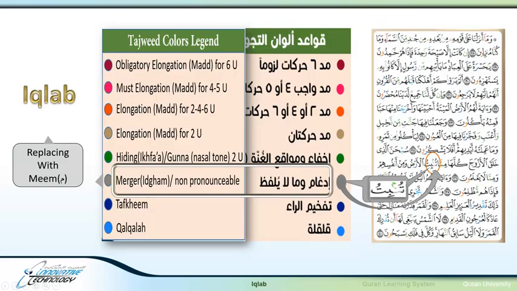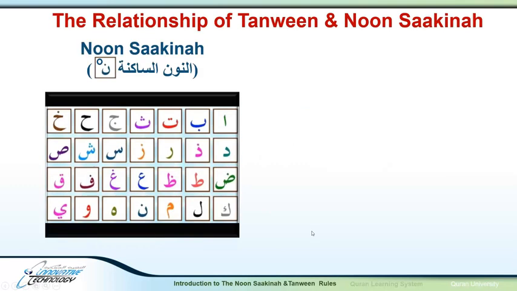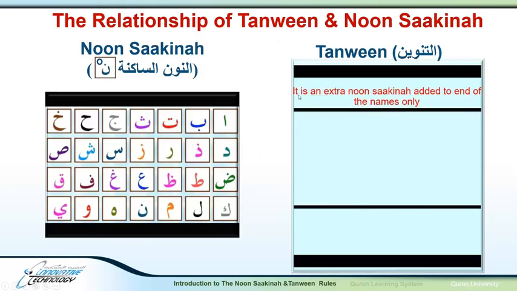of tunbit. Now, we're going to remind you of the relationship of tanween and nun sakinah. So, what's tanween and what's the relationship of tanween and nun sakinah? As we said, nun sakinah is basically one of the letters of the alphabet with a sukun, with no haraka. Now, the tanween, it is an extra nun sakinah added to the end of a name, any name. And it's written in the format of duplicate fatha or duplicate kasra, or duplicate dhamma.